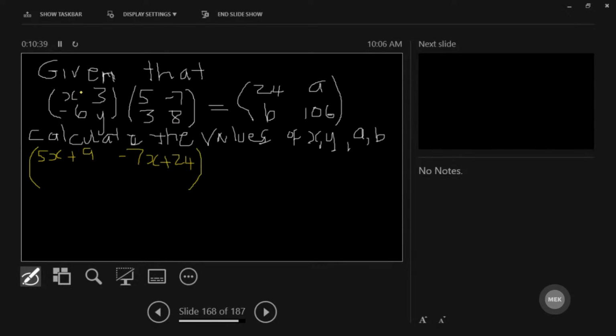So we finish with these two, go to the bottom ones now. So it's negative 6 times 5, which is negative 30. And y times 3, which is positive 3y. And negative 6 times negative 7, which is a positive 42. And y times 8, which is a positive 8y.